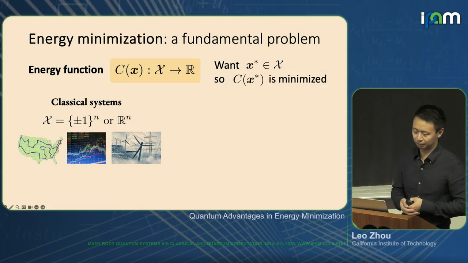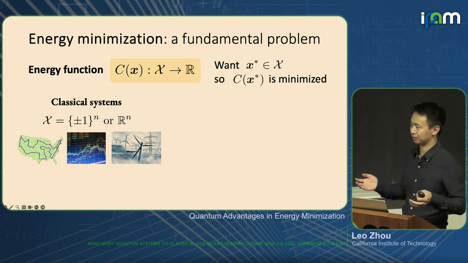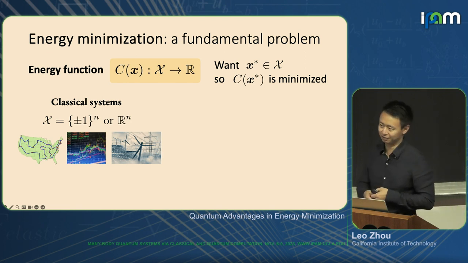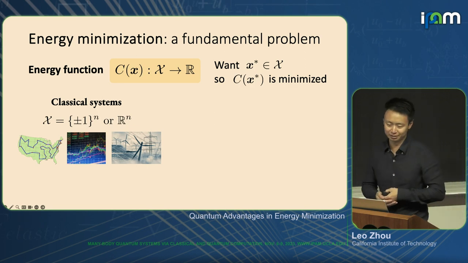Now, in classical systems, usually the domains people think of are bit strings or maybe a set of real numbers, or it could also be a subset of these things. And you see this type of problem showing up in essentially all kinds of situations like route planning, portfolio optimization, energy grid, resource allocation, for example. So a lot of real world problems can be cast as minimizing the energy of some classical system.